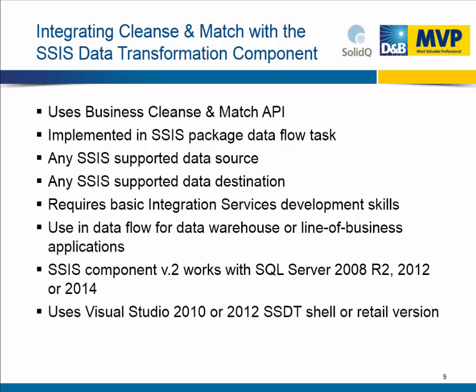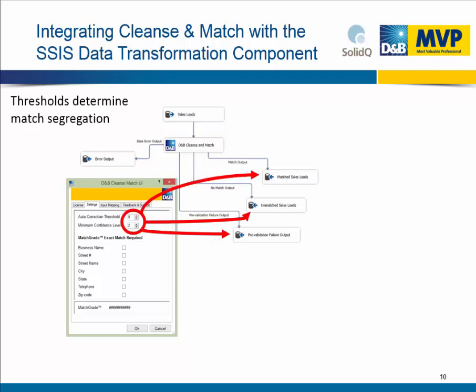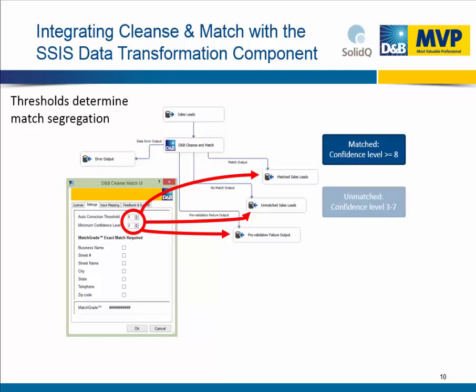So let's take a look at the basic settings for the SSIS component. Here we can see an example of the component added to a data flow in an Integration Services package. You double click on that, and then these are the essential settings. There are two threshold settings that determine match segregation. And what that means is that we have the auto-correction threshold, which separates matched records from unmatched records. And here you can see we've used the default confidence level of 8. So 8 or above will go into the matched bucket. Anything below 8 is going to go into the unmatched bucket.